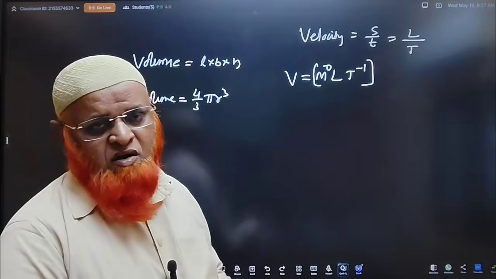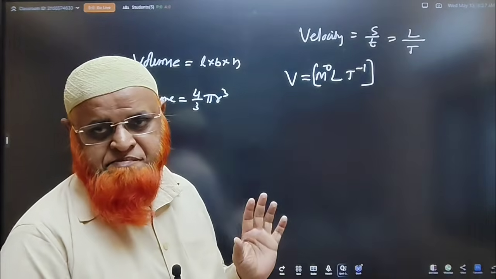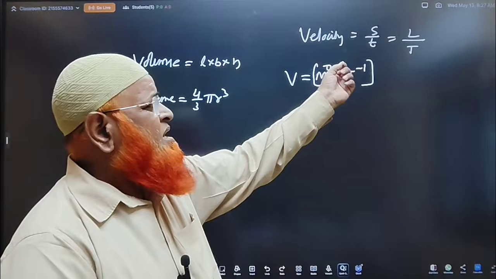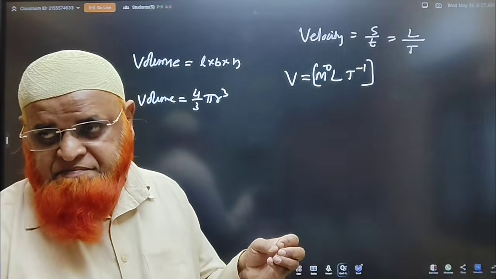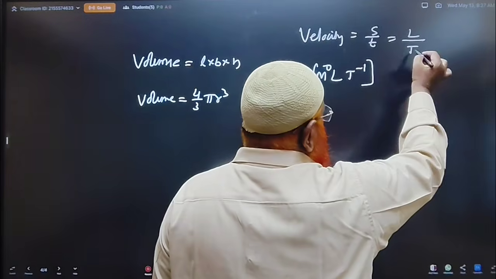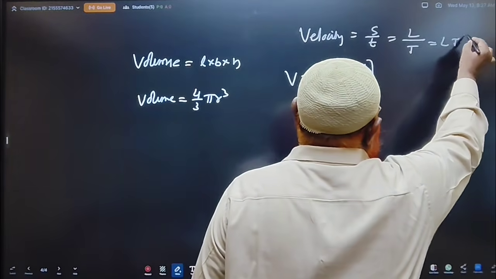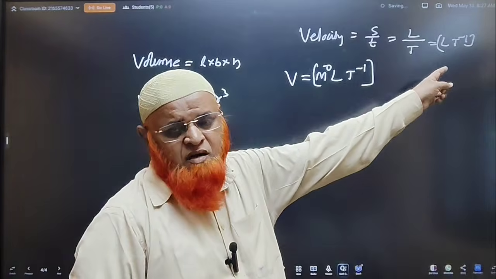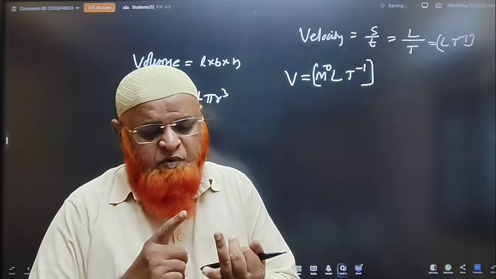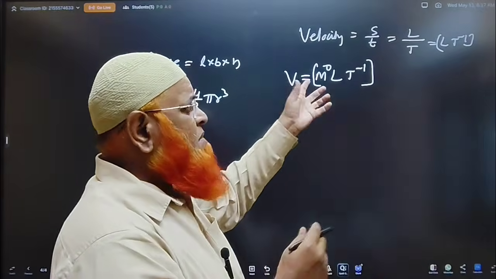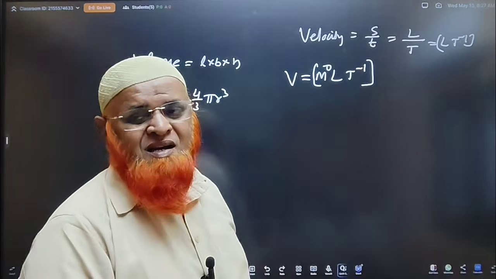First thing is, if you consider velocity. Velocity means displacement by time. It is the basic formula which you have learned in lower classes: velocity is nothing but displacement by time. Displacement is length, and time is t. So now I am writing L by t. Now this t goes to the numerator and becomes t power minus 1. So this is the dimensional formula for velocity, but you have to represent it with mass, length and time. Mass should also be present in the dimensional formula. Mass is not there, so I'll write M power 0.